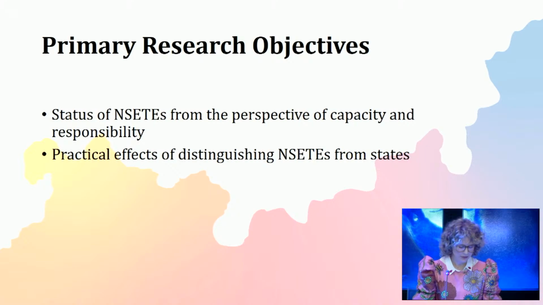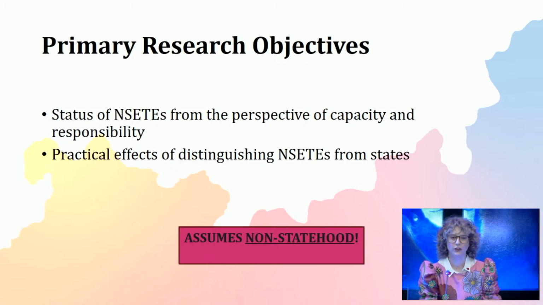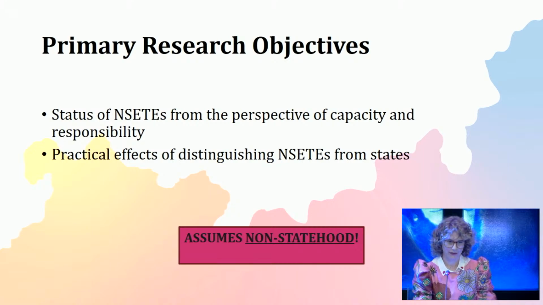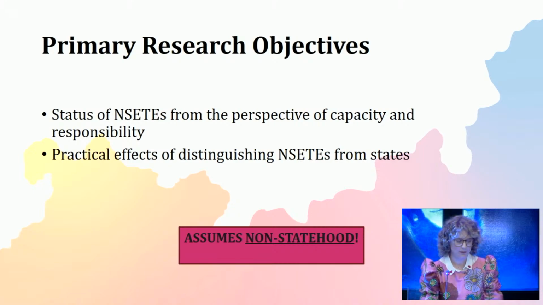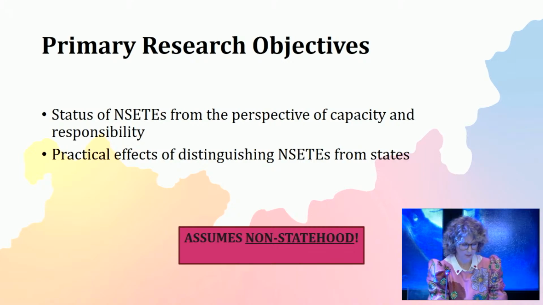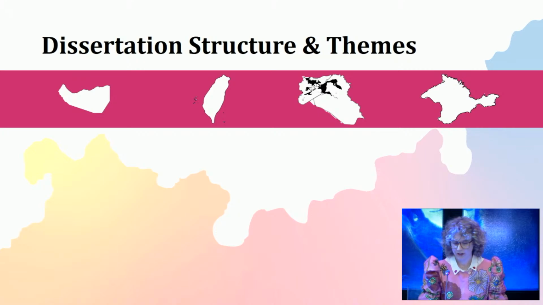Now, the important thing about my research is that I assume the non-statehood of these entities. None of my research is conducted to determine whether the entities are or are not states, or whether there's any validity, legal or moral, to their claims, but I accept that they are not states and conduct my assessment from that starting point. The ultimate goal in establishing the status of them and conducting the research the way I do is to show that the problems that come from having such a binary international legal system are not only theoretical, but practical too. So how do I get there?